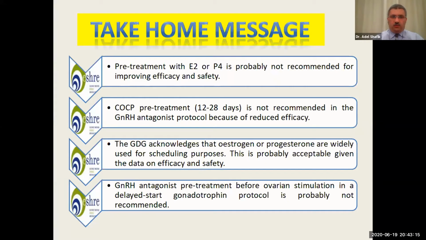Very important to know that oral contraceptive pre-treatment is not recommended in the antagonist protocol because of reduced efficacy. The guideline development group acknowledges that estrogen and progesterone are widely used for scheduling purposes, and this is probably accepted. Last, GnRH antagonist pre-treatment before ovarian stimulation in delayed start gonadotropin protocol is probably not recommended.